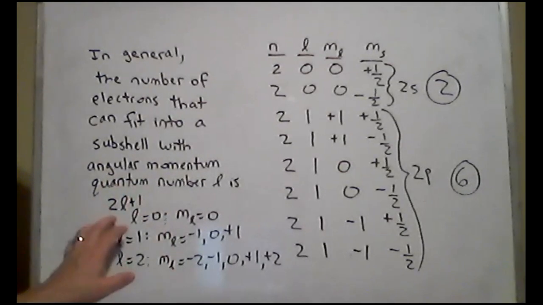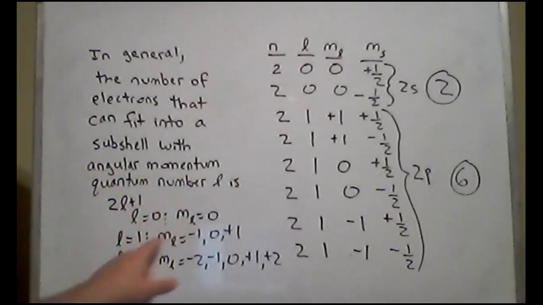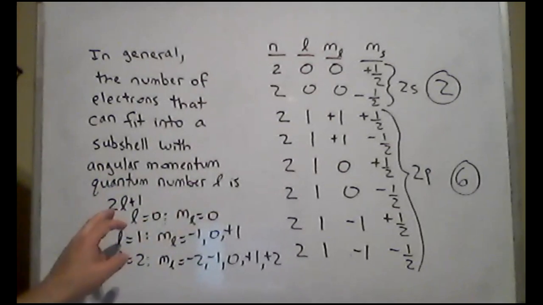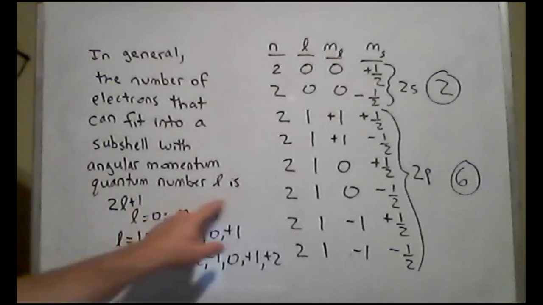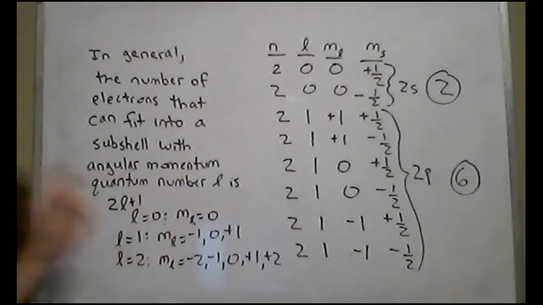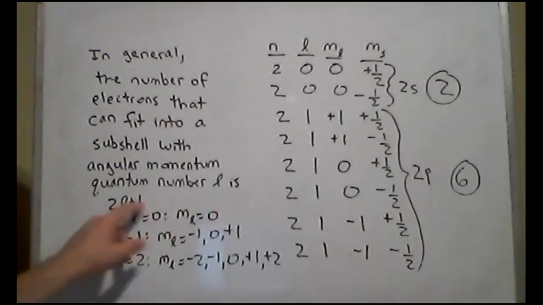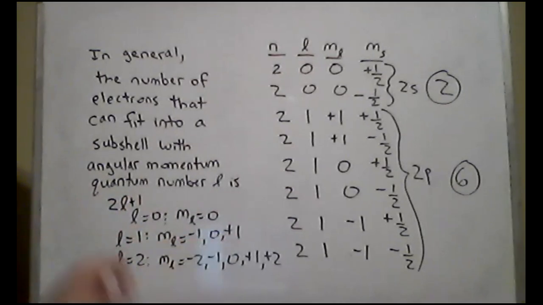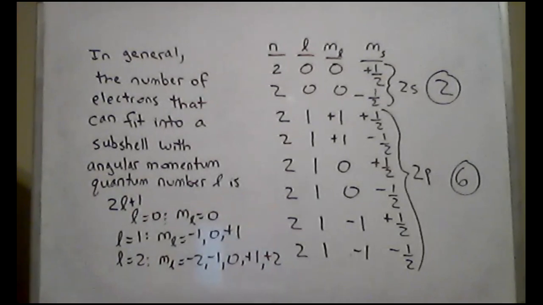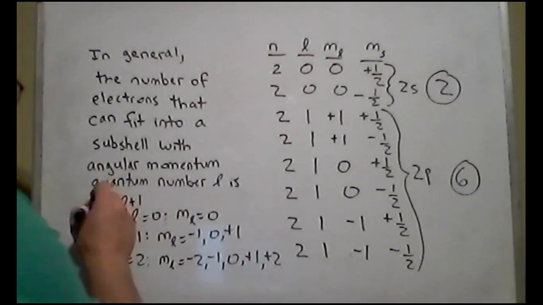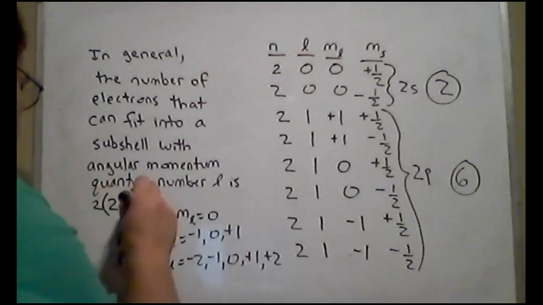If L equals 0, 2 times 0 is 0, plus 1 is 1. Only one m sub L value possible. If L equals 1, 2 times 1 is 2 plus 1 is 3. 3 m sub L values. If L equals 2, 2 times 2 is 4 plus 1 is 5. 1, 2, 3, 4, 5 m sub L values. But do not forget, for every one of these combinations, there are 2 spins, spin up and spin down. So it's actually 2 times 2L plus 1.